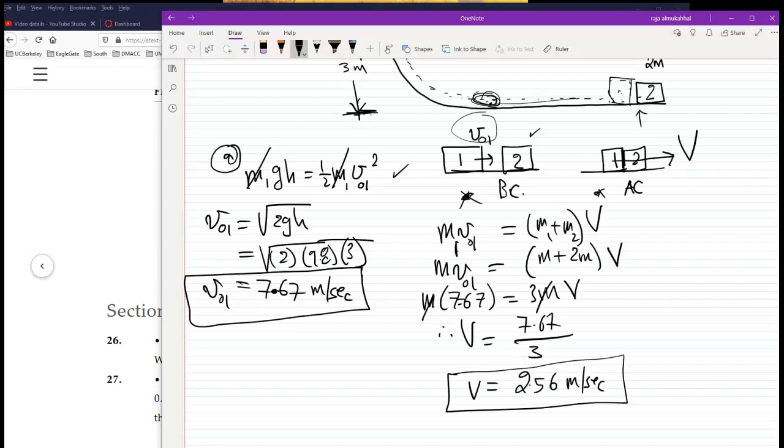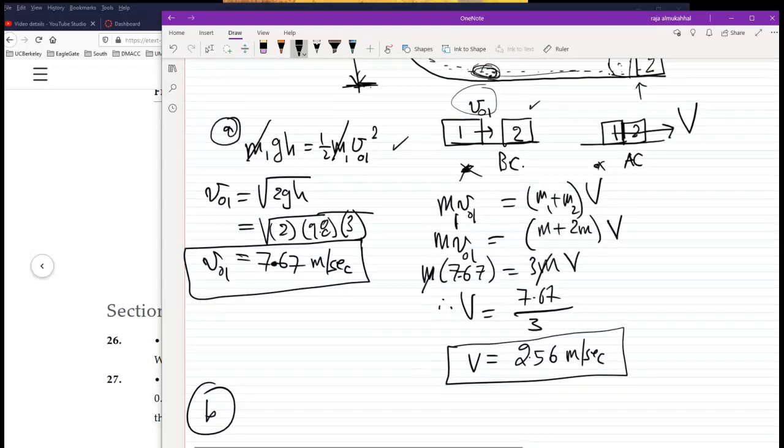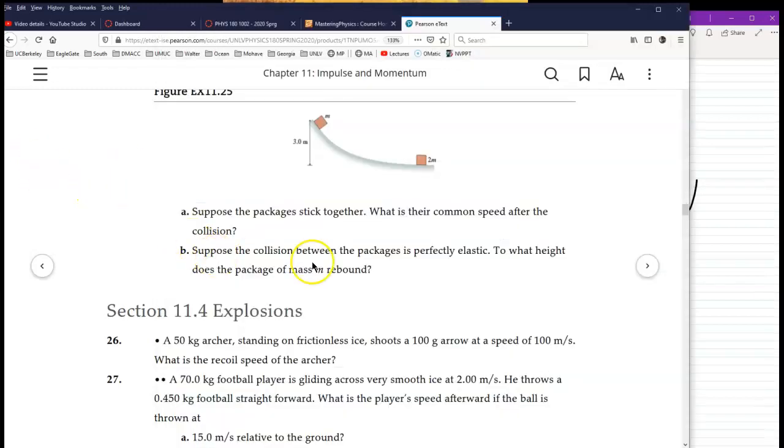Simple? Okay. Now we come to part B. Part B is a little toughy. Why? Watch. He said, oops, I'll go back to the problem. He says, suppose the collision between the packages is perfectly elastic. To what height does the package of mass M rebound? So in other words, it's going to collide. Here, let me show you the picture.